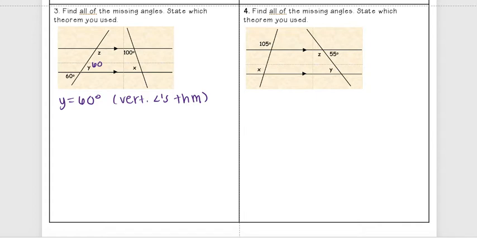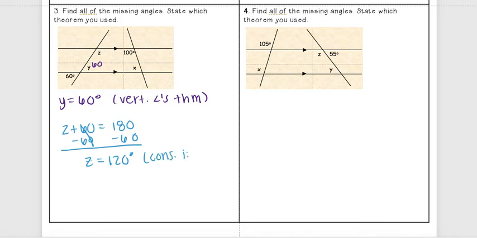And then I see I have two parallel lines here, and I know that from these arrows, and I have this transversal right here. And so I see that Y and Z are consecutive interior angles. And so that means that Z plus 60 is going to equal 180. And so then when I subtract 60 from both sides, I get that Z is equal to 120 degrees. And that was the consecutive interior angles.